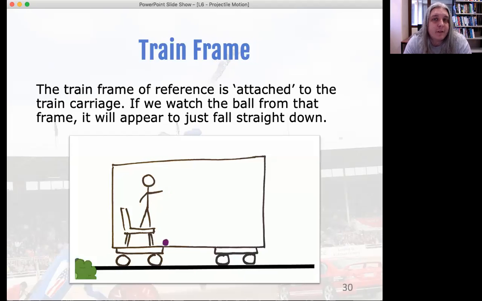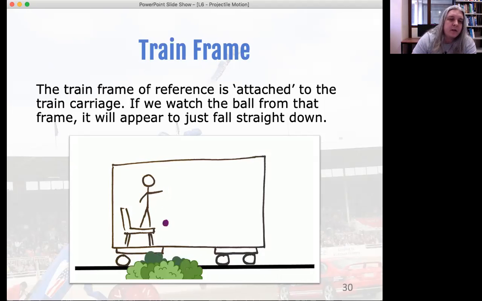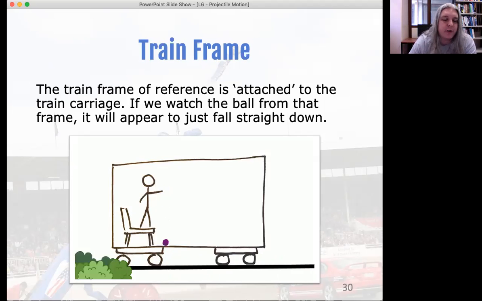Our frame of reference that we're looking at is attached to the train carriage. So our y position is the height in the train carriage, the x position is the position within the train carriage, and you can see the x position does not change because our frame of reference is moving with the train carriage. The x position of the ball never moves because relative to the train, it hasn't moved horizontally. It's moved vertically, obviously.